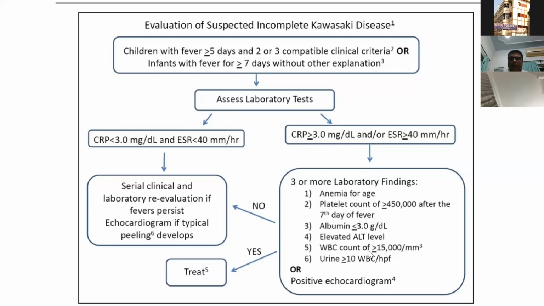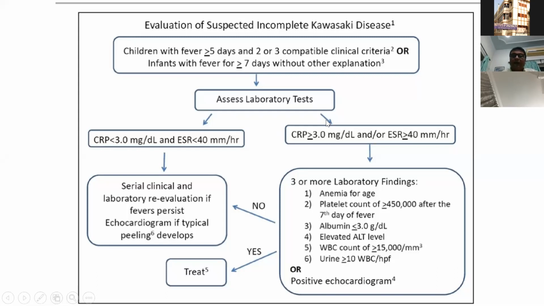And then you can have hypoalbuminemia, elevated SGOT and SGPT, thrombocytosis, leukocytosis, neutrophilic leukocytosis, and a sterile pyuria. We have occasionally encountered patients of Kawasaki being treated as UTI. So remember that this is a sterile pyuria.